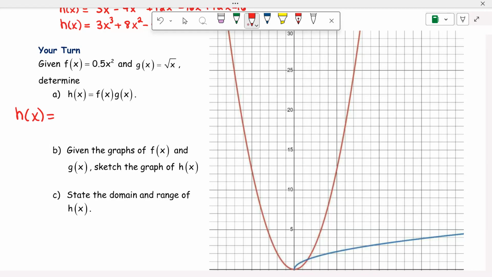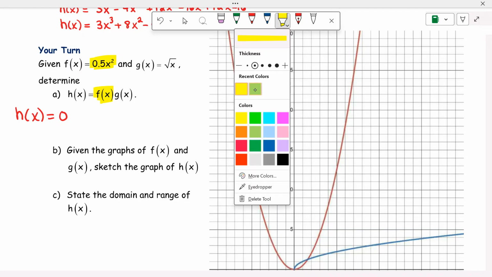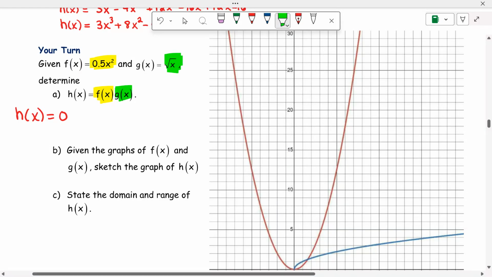So equals, so my f function, put it in. So this gets substituted in here. And this gets substituted in there. That's all you're doing. So we have 0.5 x squared and then times root x.